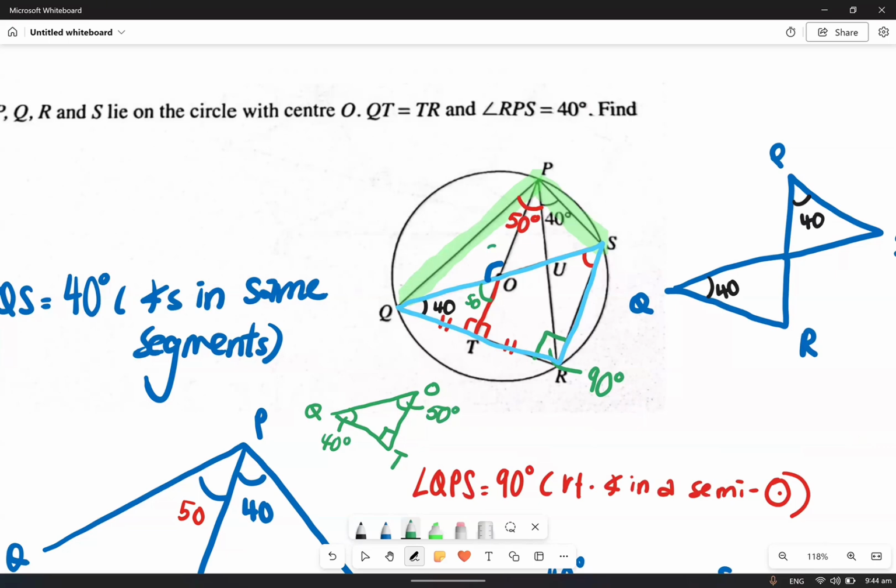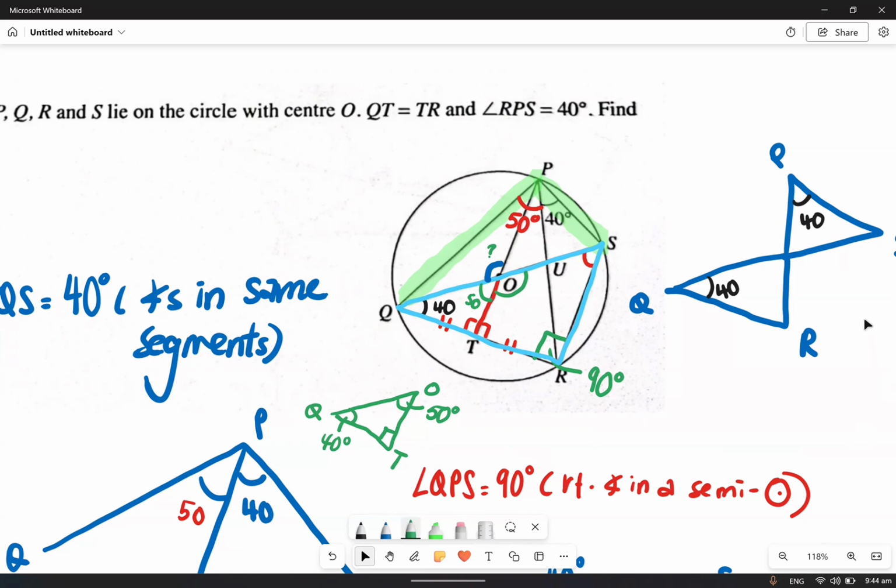In order for me to find this, I have to find this one first. Then what do I do? Can you do vertically opposite? Cannot. Vertically opposite angle is when I have two straight lines, but in this situation I don't have two straight lines. You understand what I'm saying? Okay, so let's find OTQ. We know it's 90, right?